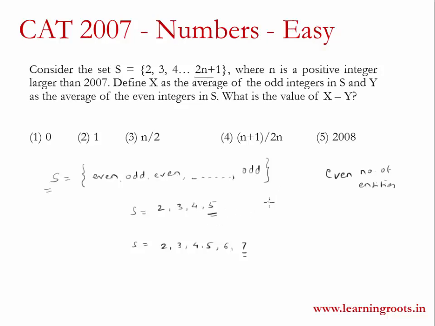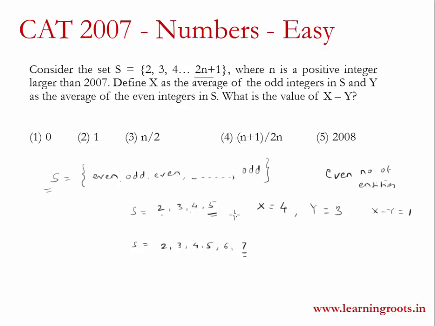Okay, so if I want to calculate the average of odd numbers in this set, for example, what will be x? 3 plus 5, 3 plus 5 is 8 by 2, and 8 by 2 will be 4, and y, which is the average of even numbers, will be 2 plus 4, 6 by 2, 3. So in this case, x minus y is equal to 1.